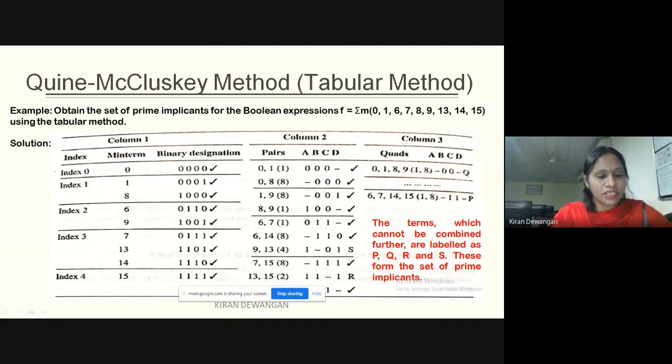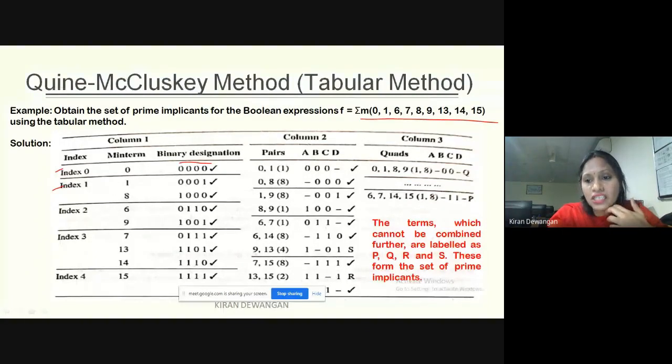Now we'll start with index 0, then index 1. We'll have these indexes fixed. This will be fixed for every method. Now index 0 has those min terms whose binary designation has 0 number of ones. Now I'll repeat, index 0 will have those min terms whose binary designation has 0 number of ones. Now all the min terms, these are the min terms present in the function.